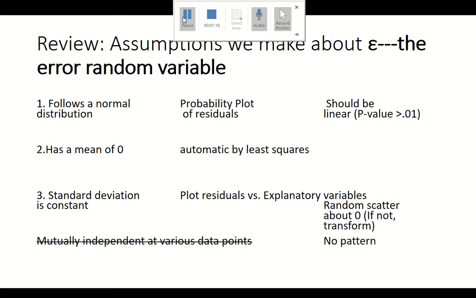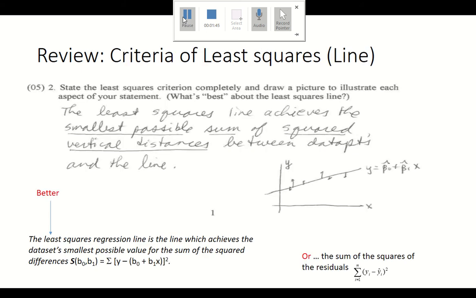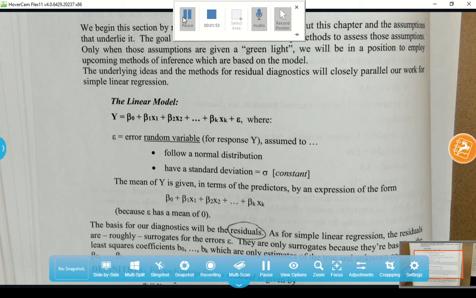We plot the residuals versus the explanatory variables, and we see if there's a random scatter about 0. Actually, that should be the explanatory variable, and see if there's no pattern. We can't really say it's mutually independent at various data points because there might be some relationship between the various predictors. Put that in your notes, but the idea is that there's no pattern when you look at the residuals versus the explanatory variable. And we find the betas by minimizing the sum of the squares of the residuals. And you know you have this on your quiz, and you'll have this perhaps on a future test. And then we have what are called the normal equations to solve, just like we had before.